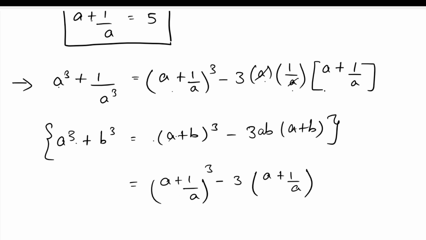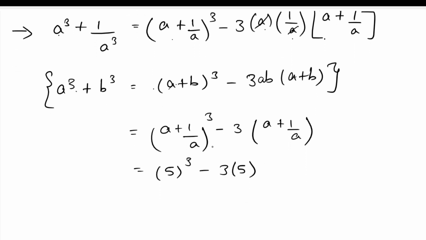Now here a plus 1 by a, we found out the value is equal to 5. So substituting that, here a plus 1 by a is 5 the whole cube minus 3 into 5. So 5 cube is 125 minus 3 5s are 15. Therefore, we get the value of a cube plus 1 by a cube is equal to 125 minus 15 is 110.